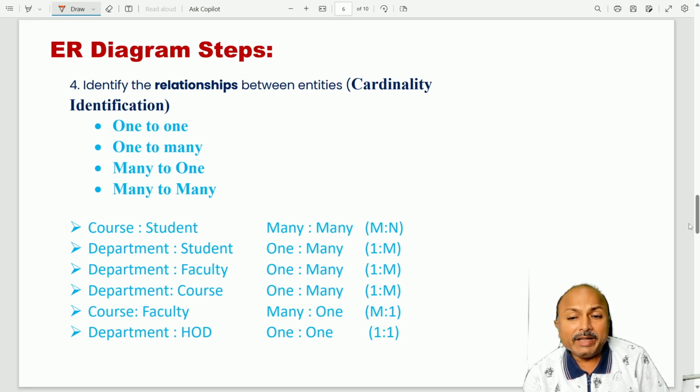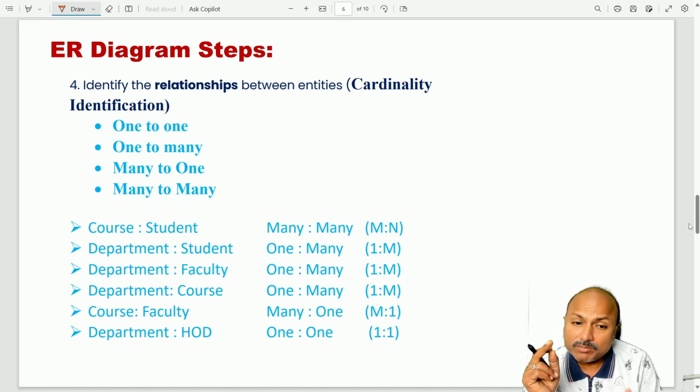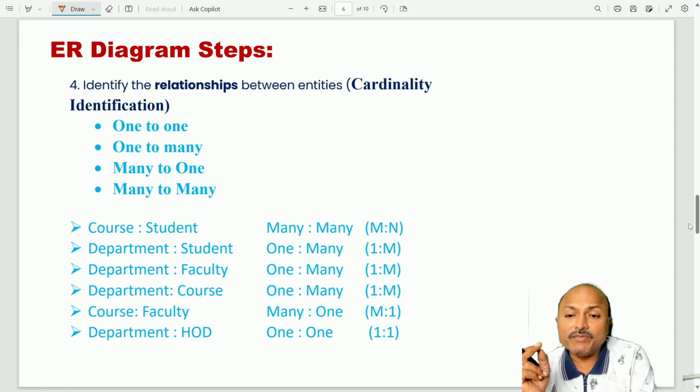And department and student: one department has many students, or many students belong to one department. That is one to many. And many faculty work in one department, or one department has many faculty. So that is one to many. One is from the department side, and many is from the faculty side. And department and course: one department offers many courses. That is one to many.